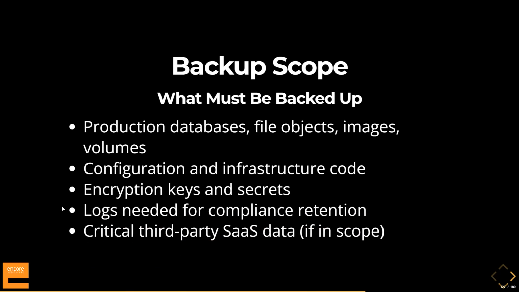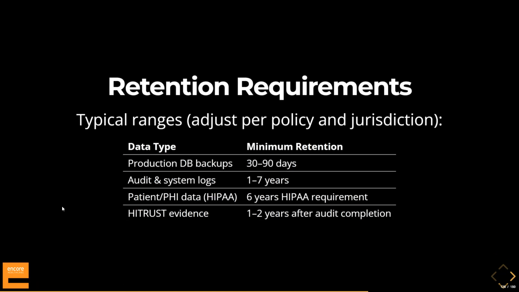We keep anything production related backed up: the database, the files, images, all the volumes on prod. Obviously all the code is backed up through Git, so our configuration and infrastructure code is backed up there. All of your encryption keys and secrets, we have those backed up as well. And then our logs also get backed up in S3 in Vault and cold storage as well. And then any critical third-party SaaS data: if you're using another party's service that's critical to your operations, what happens if they go down or you can't get access to that anymore? You need to account for that. Retention policies just depend on what framework you're going for.